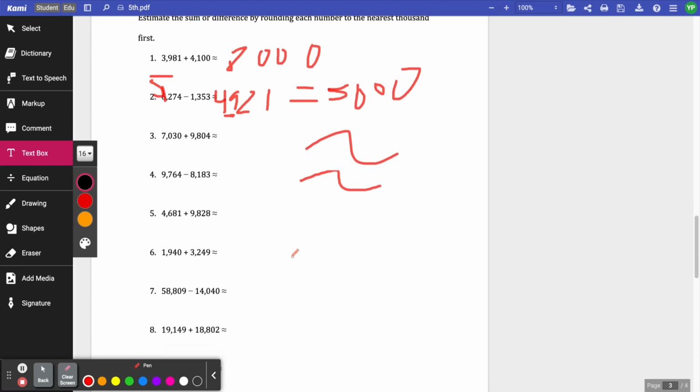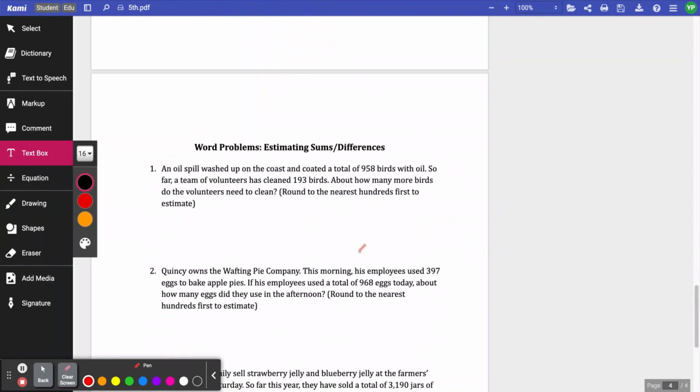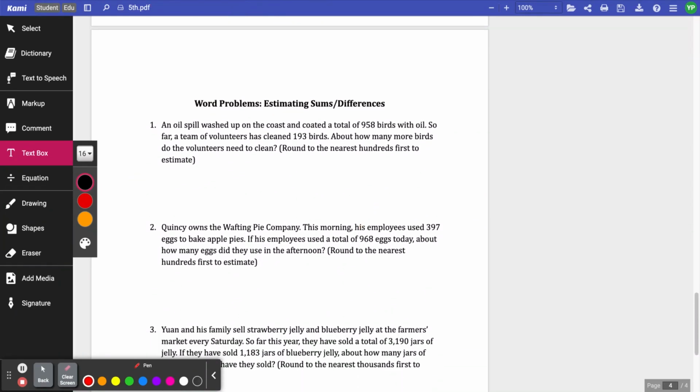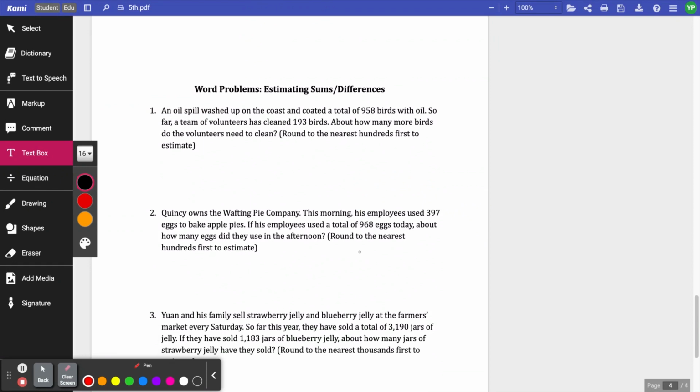And now we'll just work on one more problem, which is going to be number 6, 1,940 plus 3,249. So once we add all of this, it's going to be 5,189. As you can see, you have that 1, so it just rounds to 5,000. And now we'll just do word problems.